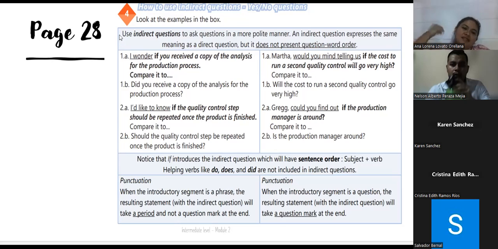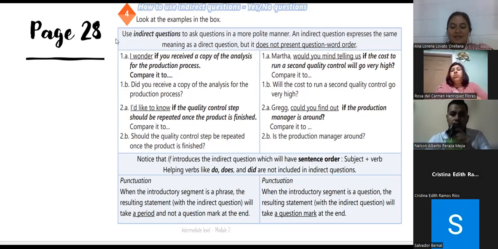A ver, la primera parte, el primer cuadrito celeste. Can you please read it, Karen? An indirect question is a way to ask a question in a more polite manner. An indirect question expresses the same meaning as a direct question, but it does not present question word order. All right, good. So we have to be careful with this. Watch out, because it does not present question word order. So it's a statement word order, right? Like a sentence.